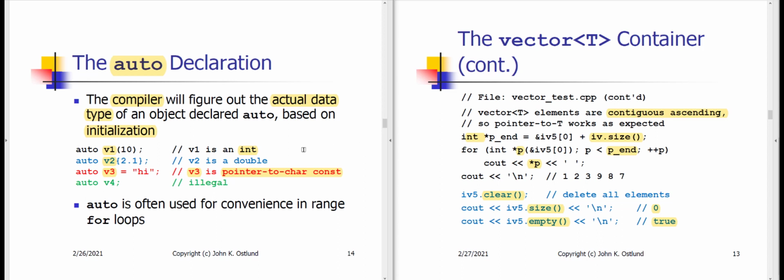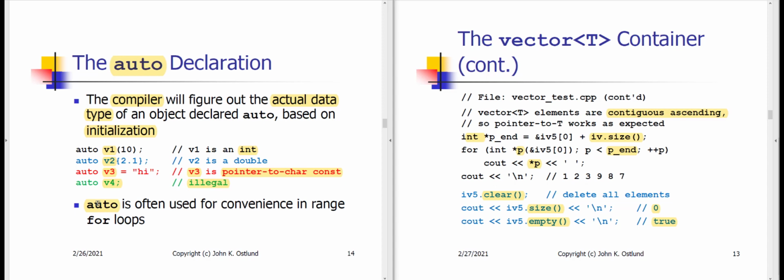I want to point out here that using auto does not relieve you of the burden of knowing what the data types of these variables are. You should know from looking at this statement that v3 is actually a pointer to a char const. It's just we're using auto here as a shorthand so that we don't have to type that mess. Okay? Failing to initialize an auto variable is an error, and so if we just said auto v4 semicolon, we would get a complaint from the compiler about that statement.